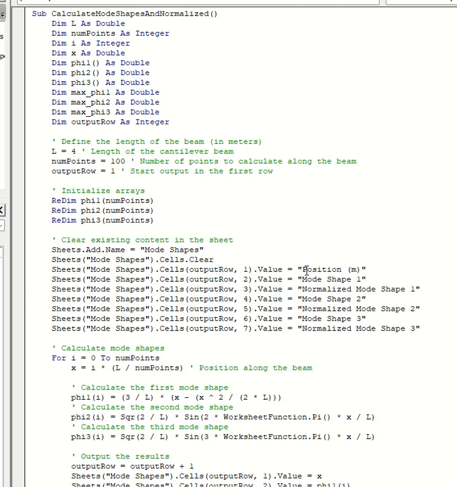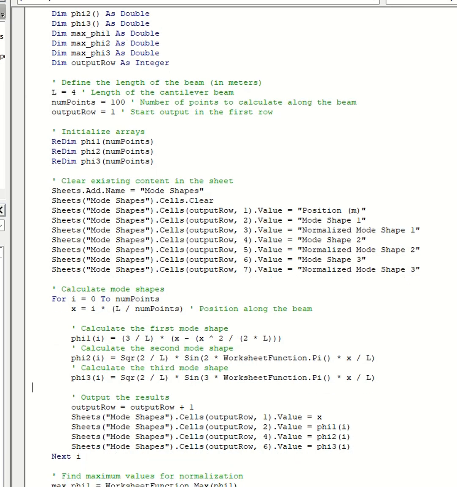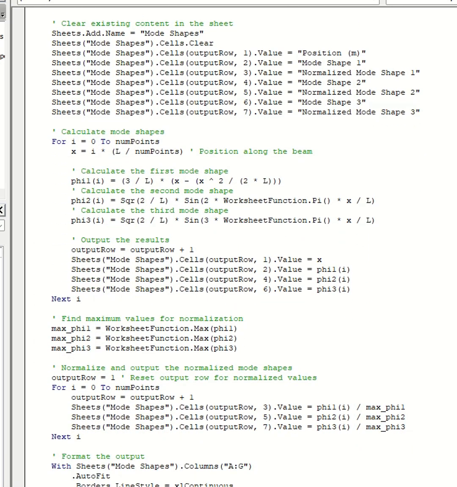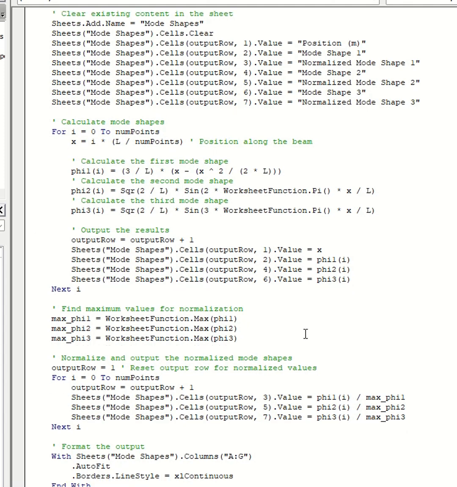In row 1 we are writing position, then mode shape 1, normalized mode shape 1, mode shape 2, normalized mode shape 2, and mode shape 3, normalized mode shape 3. For i equals 0 to number of points 100, L divided by number of points is the value of x, like we have seen already: mode shape 1 is 3 by L into x minus x squared by 2L, mode shape 2 will be square root of 2 by L into sine 2 pi x by L. Mode shape 3 equals square root of 2 by L into sine 3 pi x by L, that we have seen.